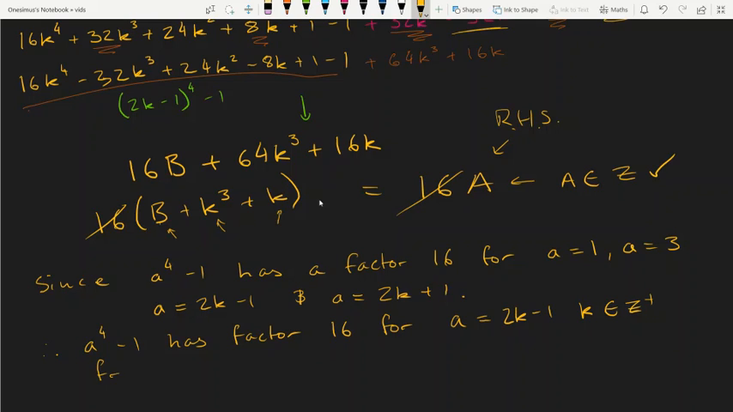From the process of mathematical induction, and that should be done.